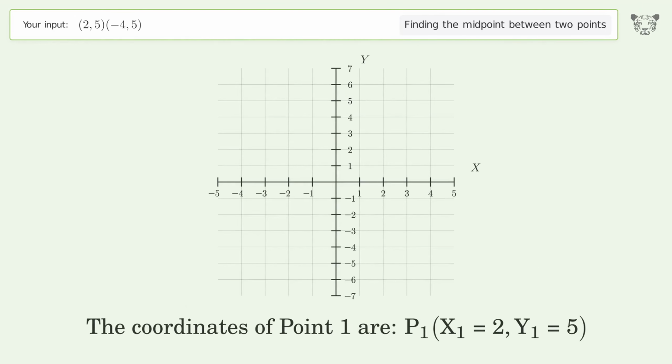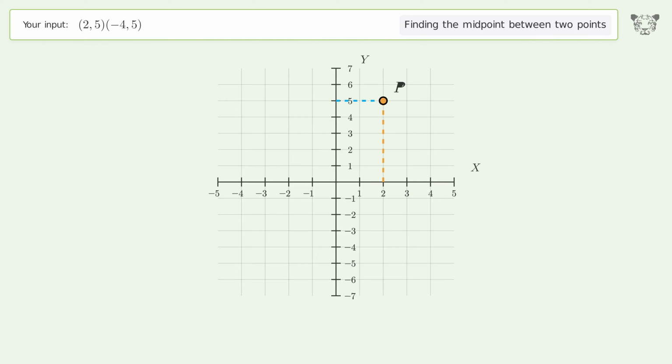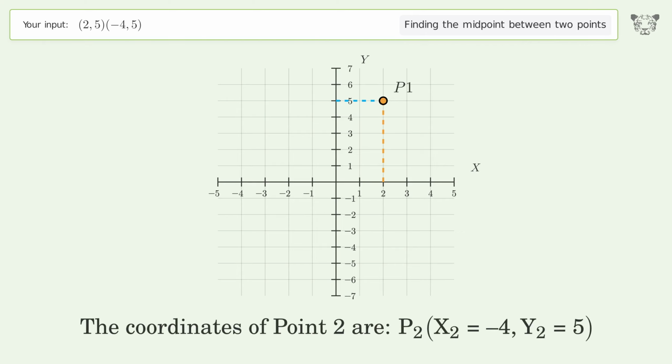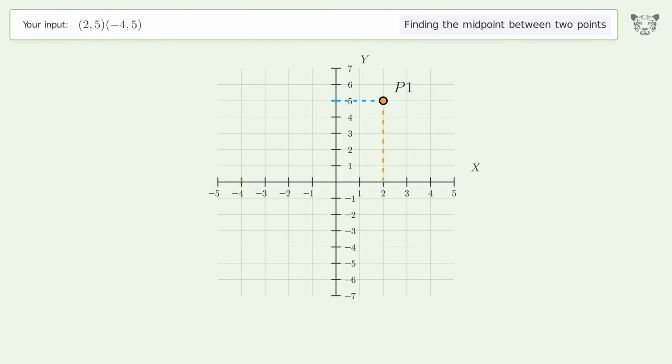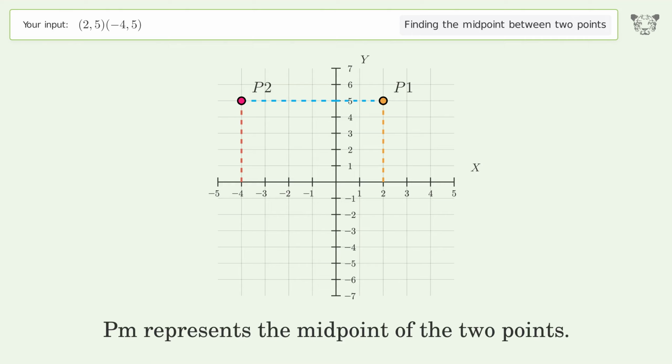The coordinates of point 1 are x1 equals 2, y1 equals 5. The coordinates of point 2 are x2 equals -4, y2 equals 5. PM represents the midpoint of the 2 points.